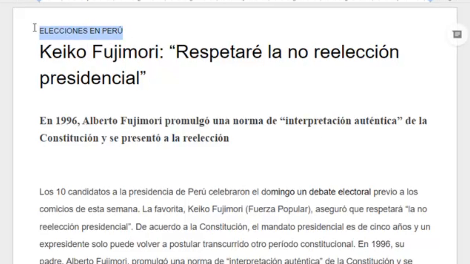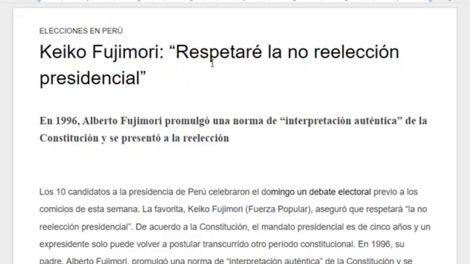So reviewing what we saw last time, elecciones en Peru, that's pretty obvious, elections in Peru. Keiko Fujimori is a person, and she said, respetaré, I will respect. We know it's I will respect because respetar is to respect, and the E with the accent means it's the future first person, so I will respect. If you didn't know that, you need to learn the word respetar, and then you need to learn future conjugations. Respetaré la no reelección presidencial. I will respect no presidential re-election.